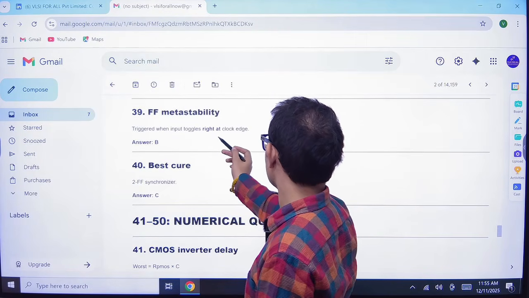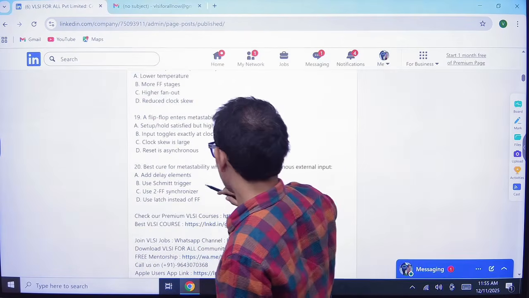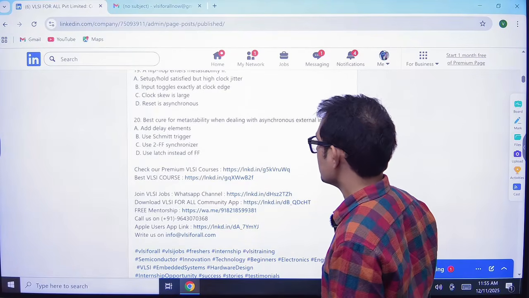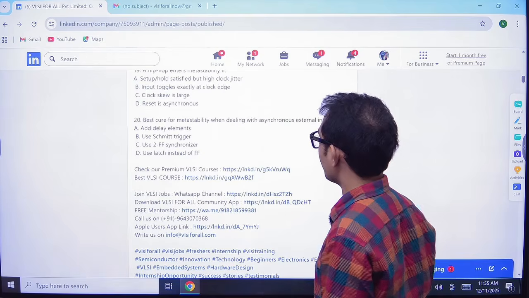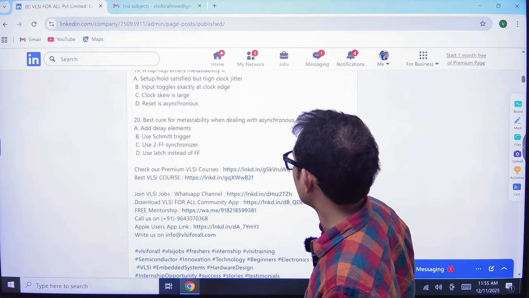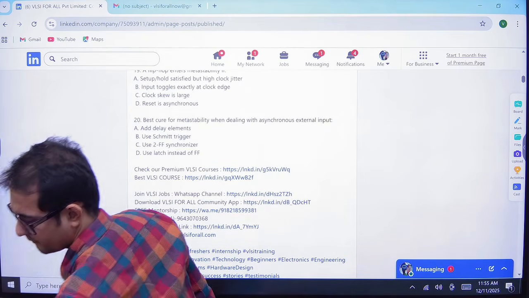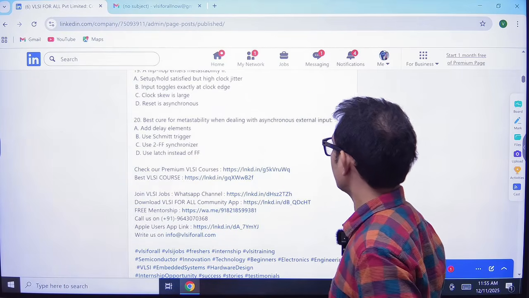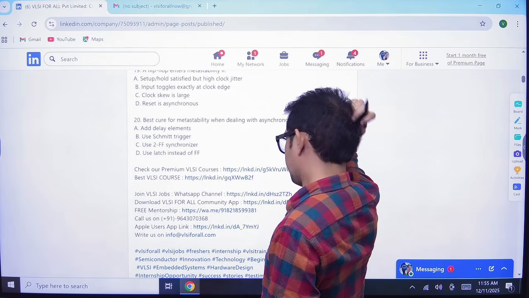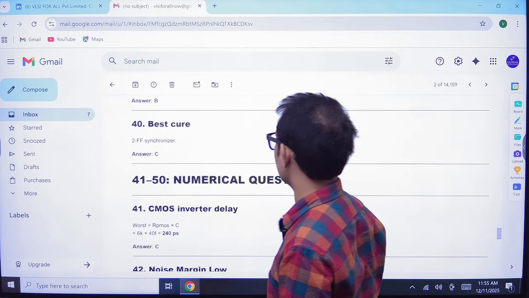Triggered when inputs toggle right at the corner edges, right? The best cure for metastability when dealing with asynchronous input: when external input is delayed, add delay elements, use Schmitt triggers, use two flip-flops, a two flip-flop synchronizer, use latches and flip-flops instead of a single flip-flop. So the answer should be C. Two flip-flop synchronizers, the best cure, right?